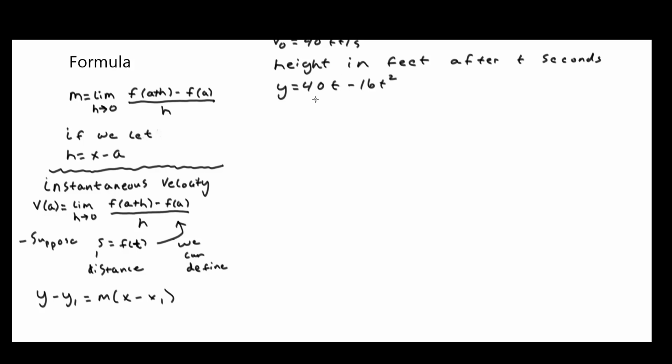So this function gives us our height. So what we assume here is, if we have our distance, which is given by a function, we can use this formula to find our instantaneous velocity. So when we want to find our velocity, find v after 2 seconds.